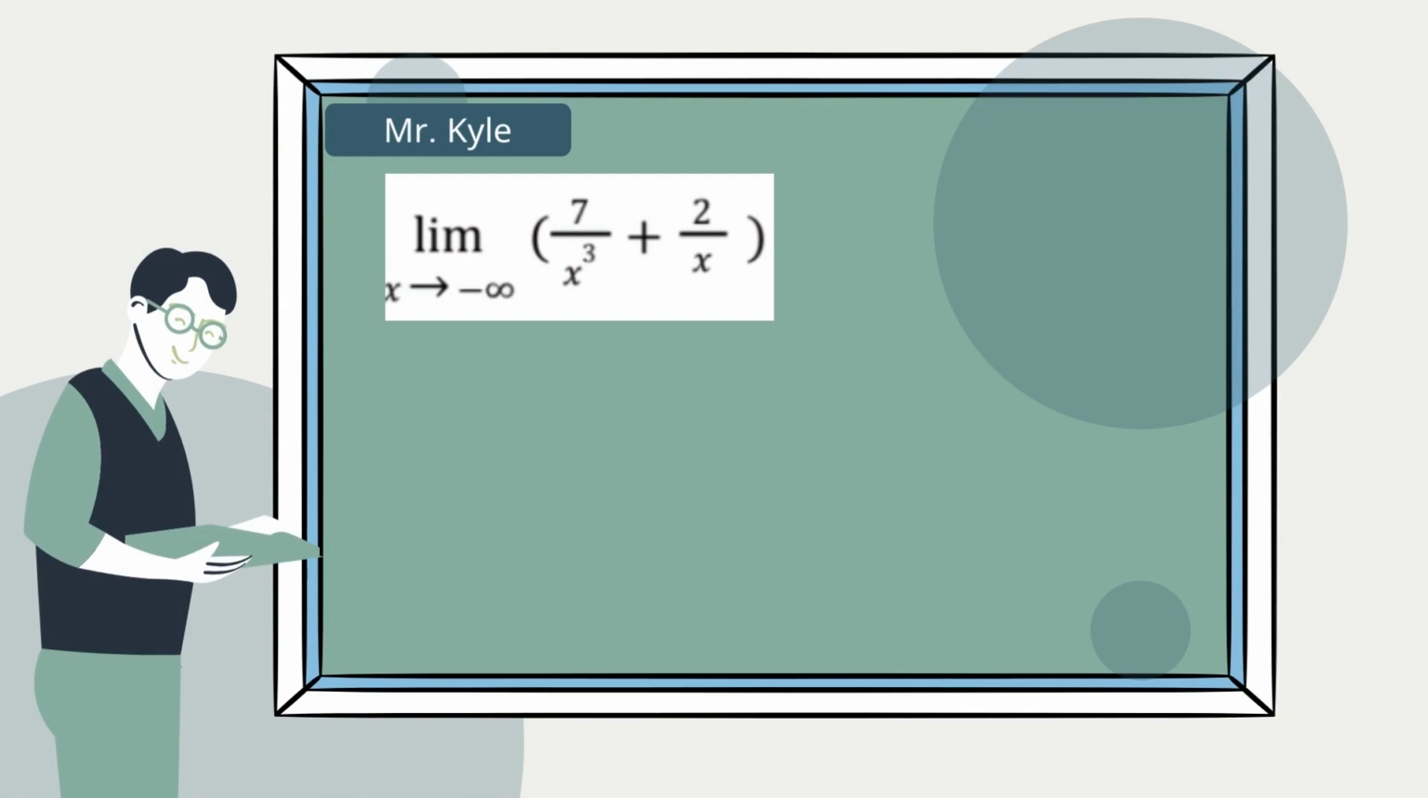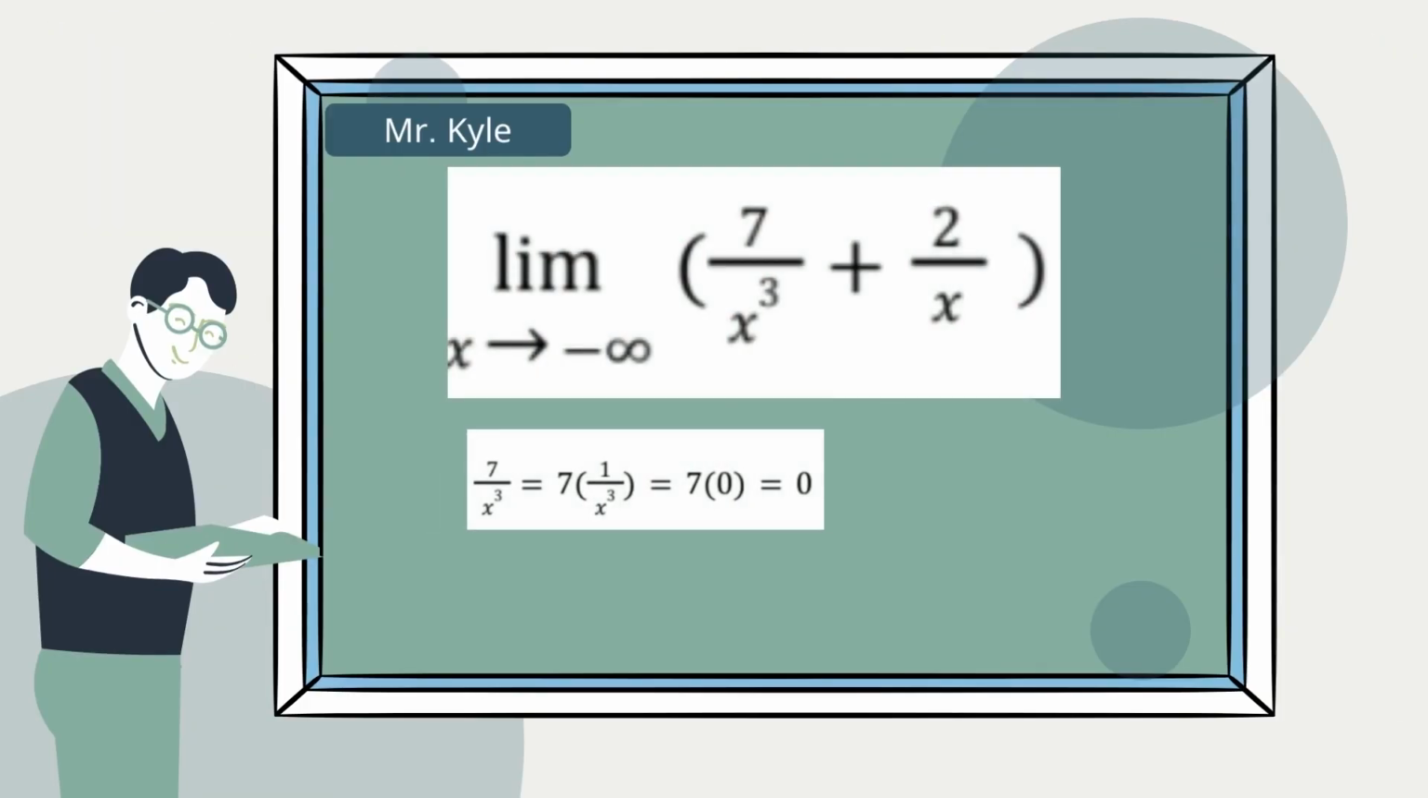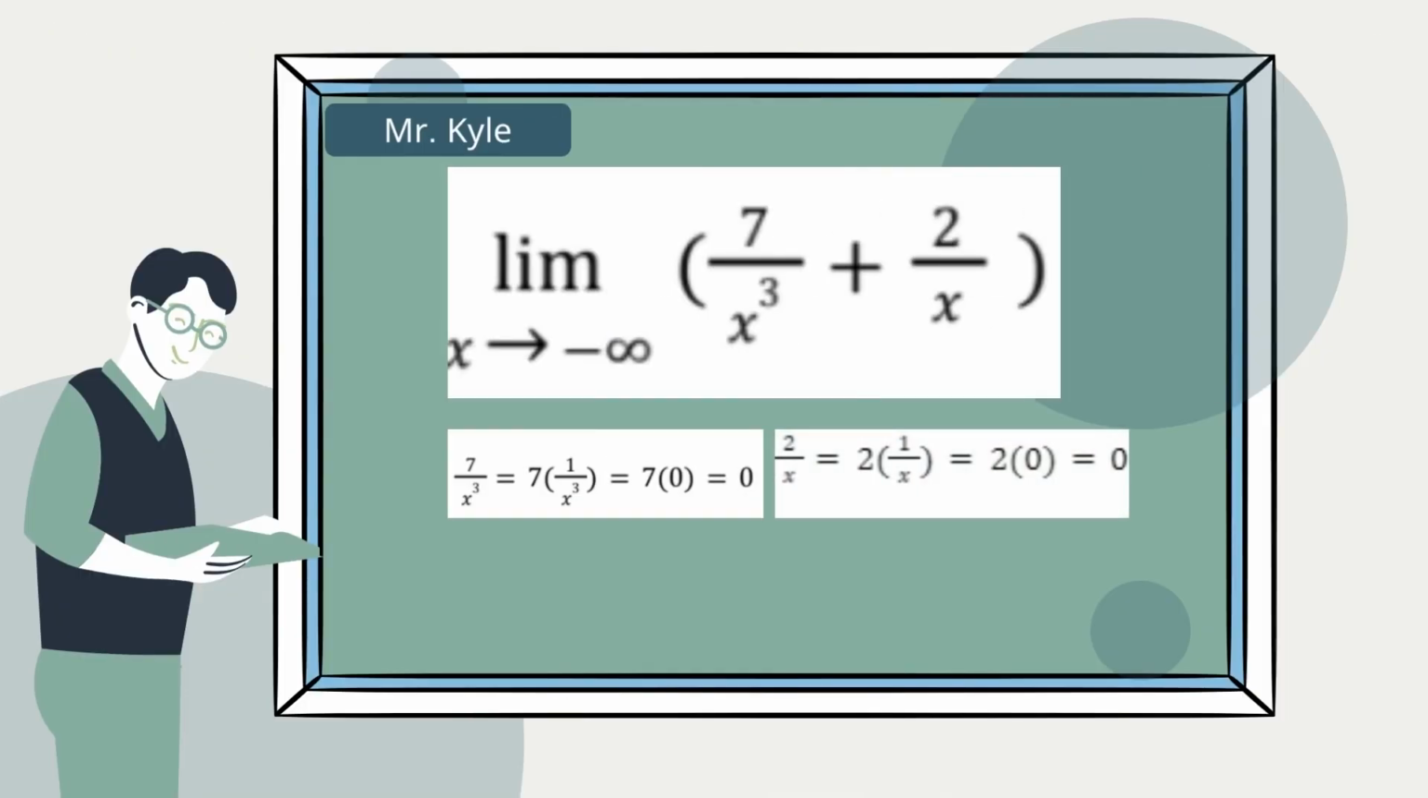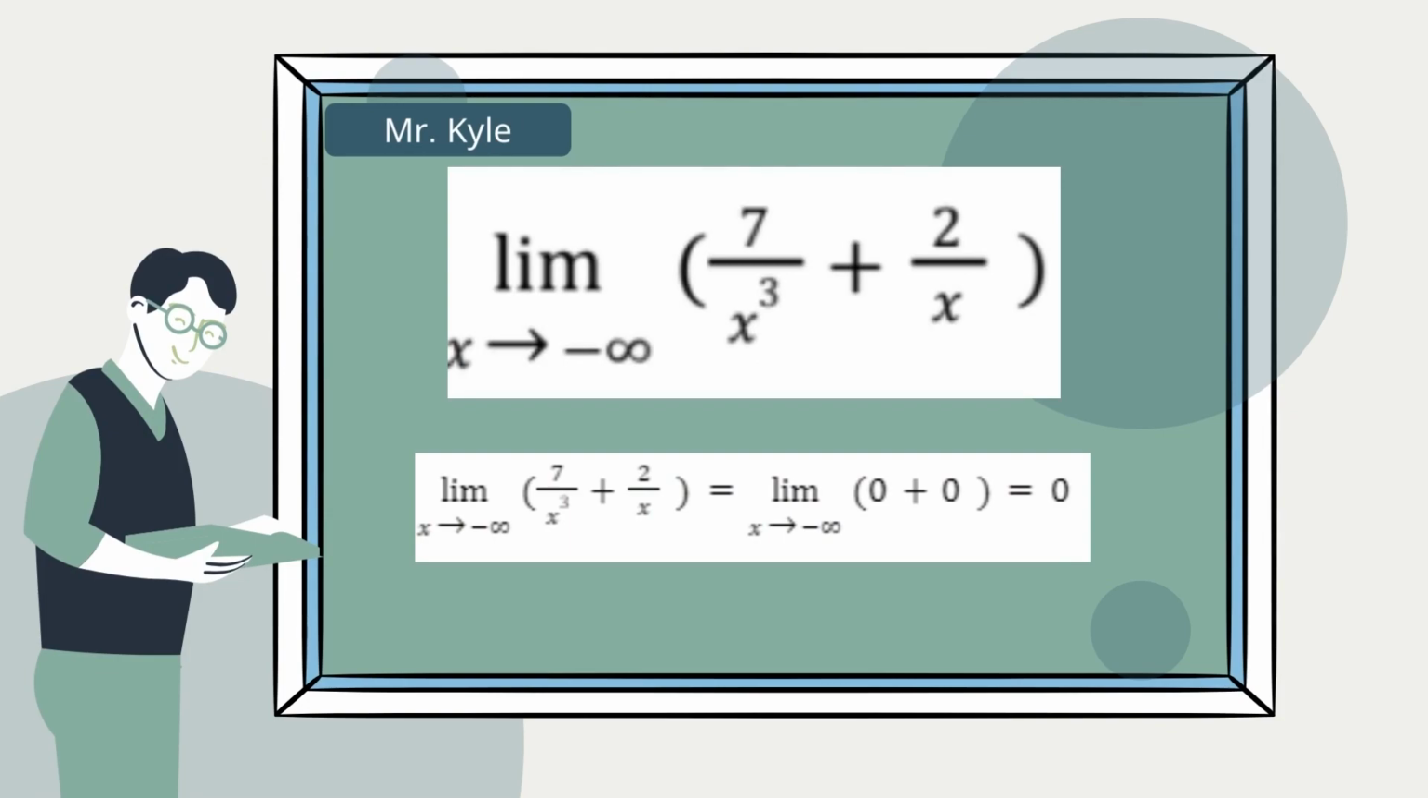The limit of 7 over x cubed plus 2 over x as x approaches negative infinity. Again, let's apply the theorem. Separate the numerator from its denominator. 7 over x cubed is equal to 7 times 1 over x cubed, equal to 7 times 0, equal to 0. The same with 2 over x, equal to 2 times 1 over x, equal to 2 times 0, equal to 0. So the limit of 7 over x cubed plus 2 over x as x approaches negative infinity is equal to the limit of 0 plus 0 as x approaches negative infinity, which is 0.